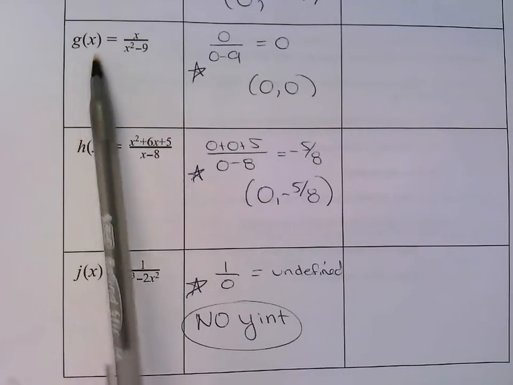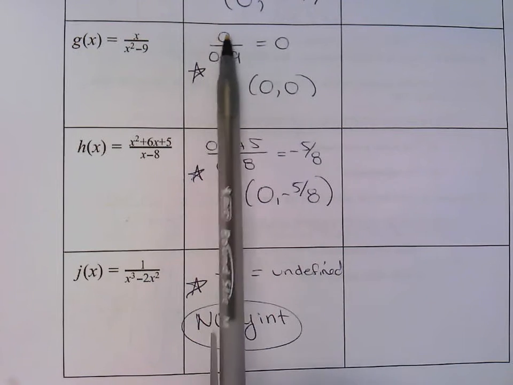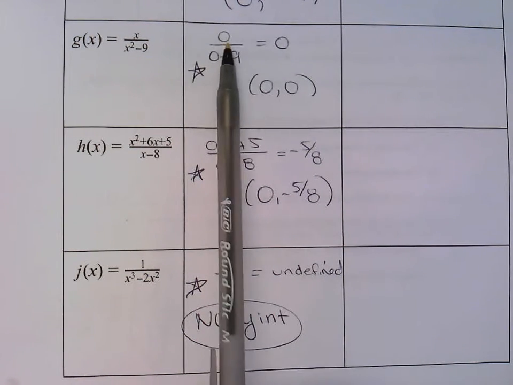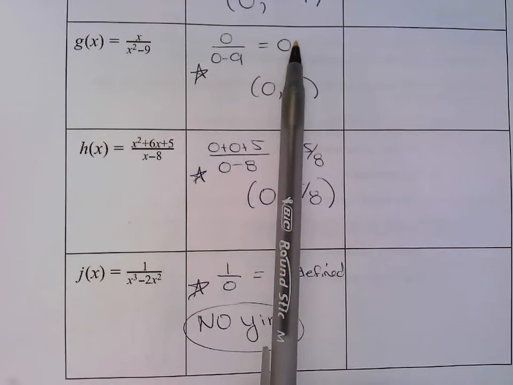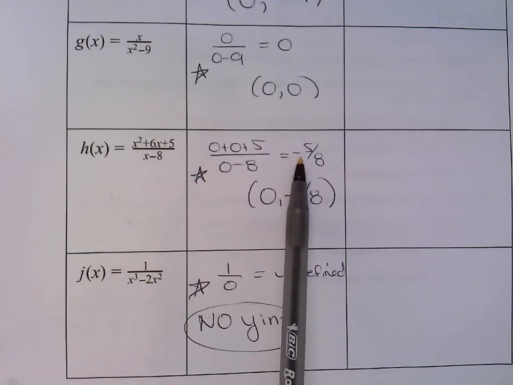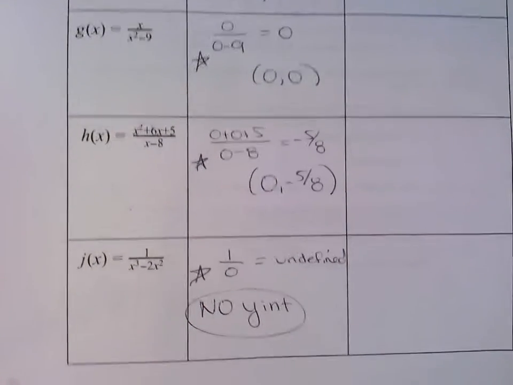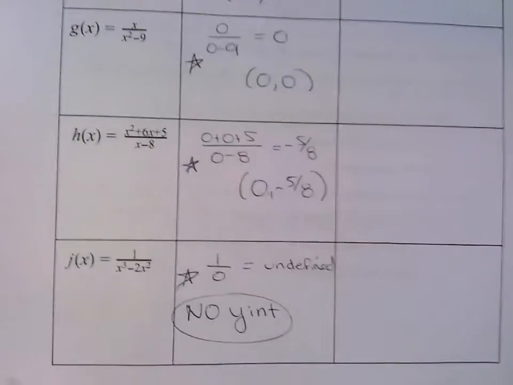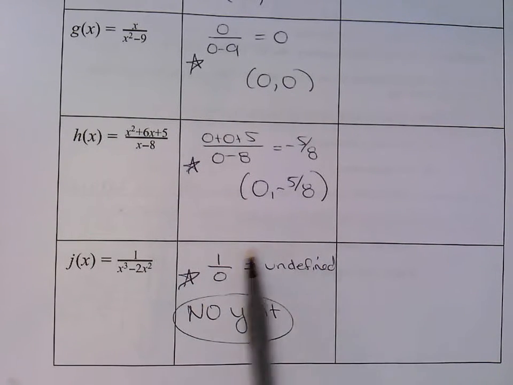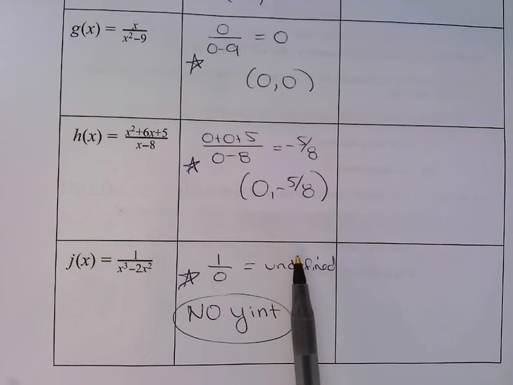So on g of x, I got 0 in the numerator divided by -9. So 0 divided by anything is 0. In h of x, I got -5/8. And in j of x, this time I had a problem because I got 0 in the denominator. So 1 divided by 0, I can't do that. It's undefined. So sometimes there might be no y-intercept, and that's okay.